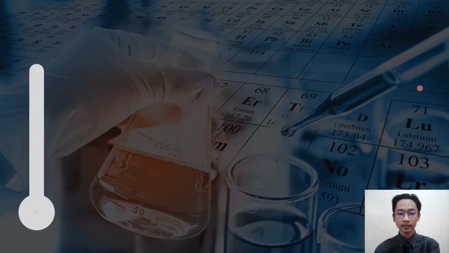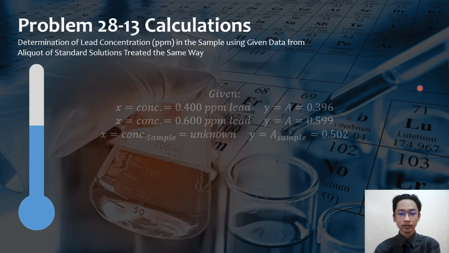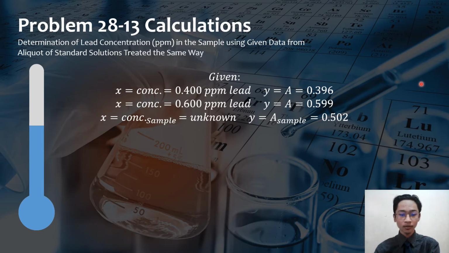So let's identify the given. First concentration 0.4 ppm lead with absorbance of 0.396. Second concentration 0.6 ppm lead with absorbance of 0.599. And our unknown concentration of sample with absorbance of the sample 0.502.